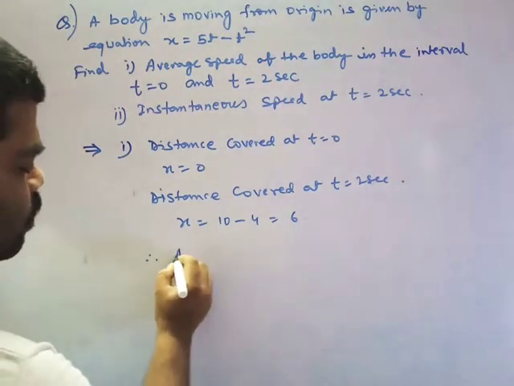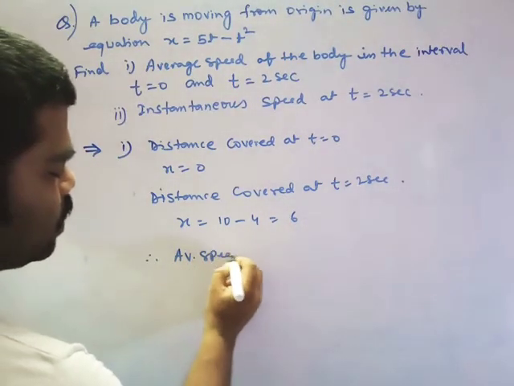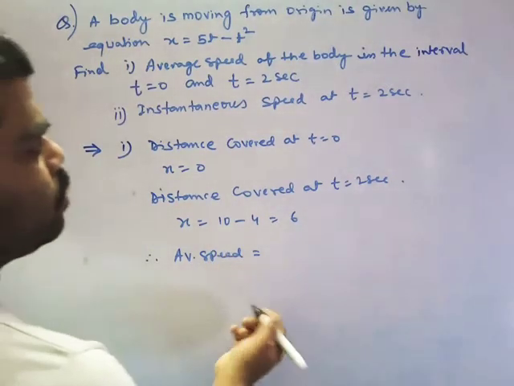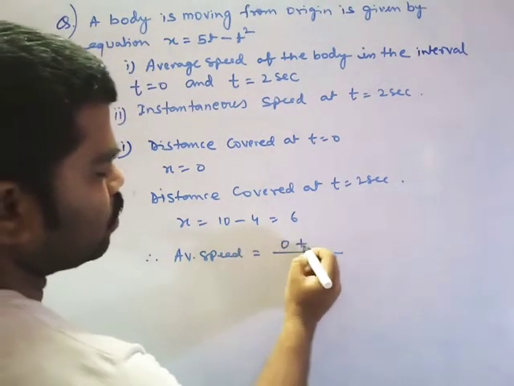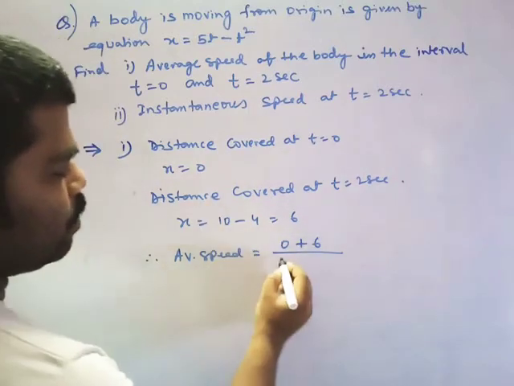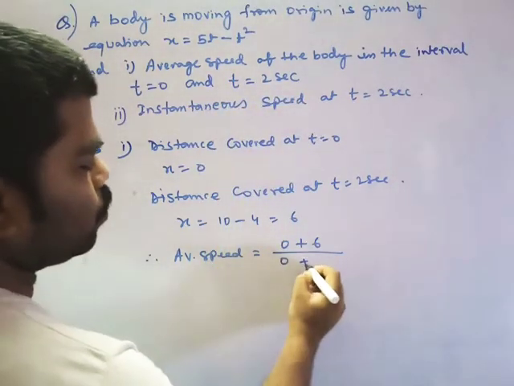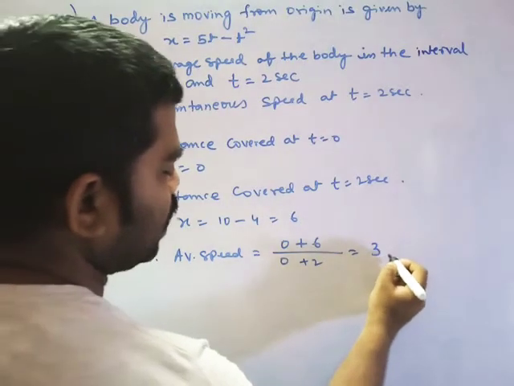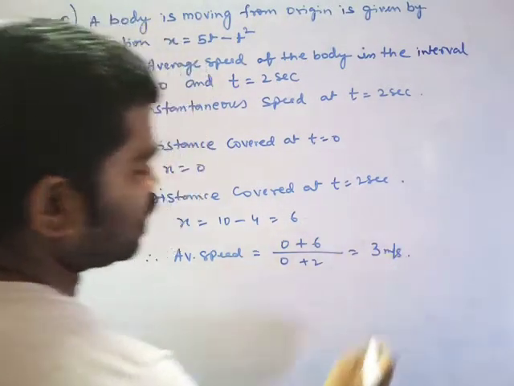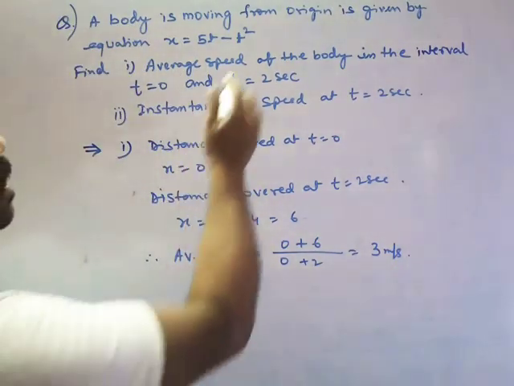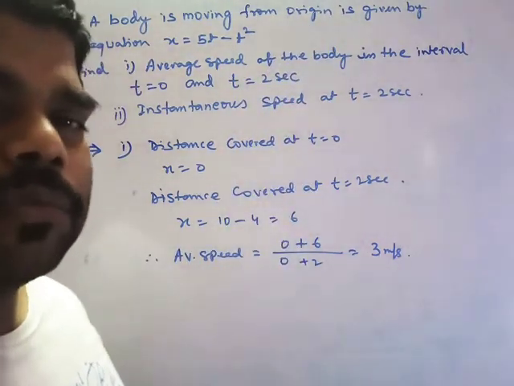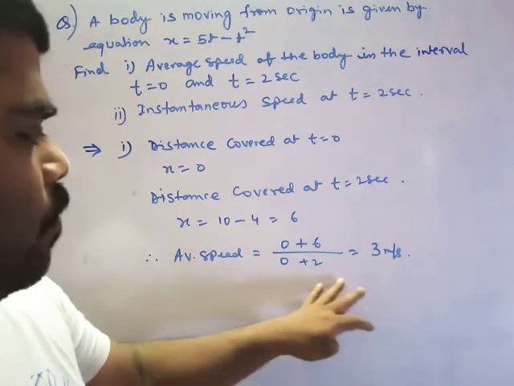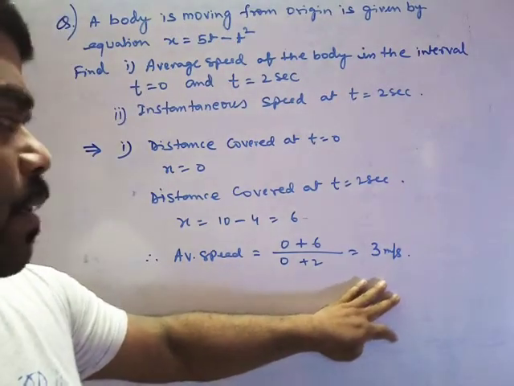Therefore, to find average speed: average speed is equal to total distance. Total distance is one 0, another 6, and total time is also 0 and 2. So I think it is 3. What 3? It is meter per second, since x is in meters, which I have not written here. So this is the way of finding average speed.